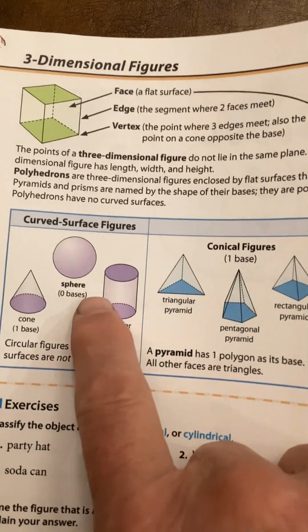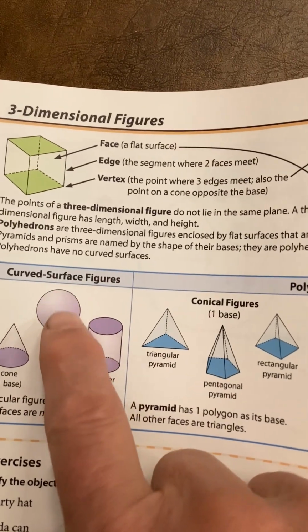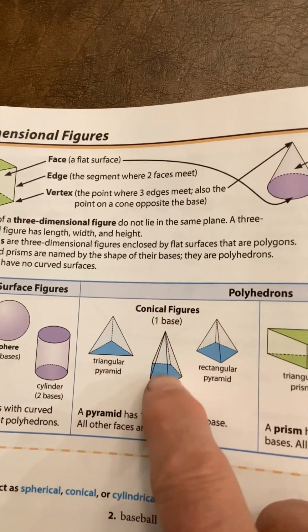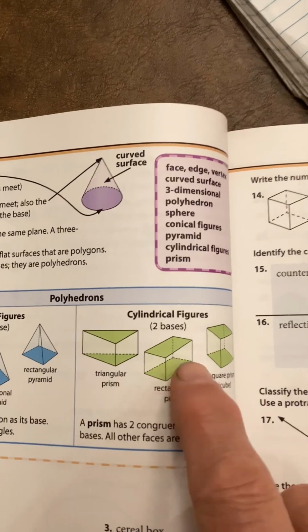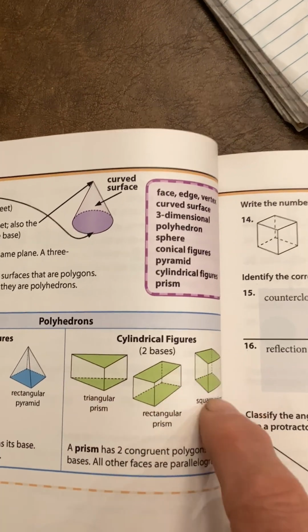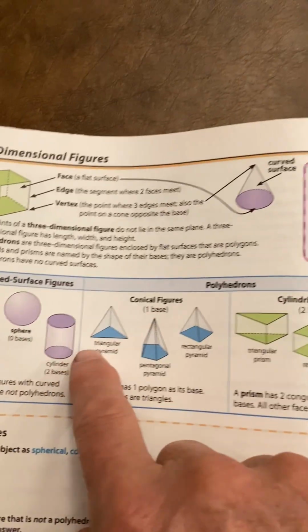Anyways, if they've got circles involved, these are spherical. If they come up to a point, these are conical. And otherwise, they're cylindrical figures. If the top and bottom are the same, if they have two bases, those are cylindrical.